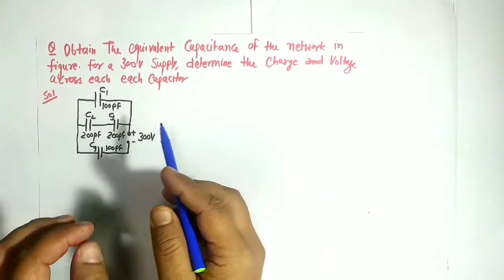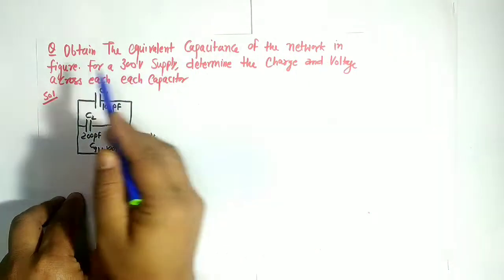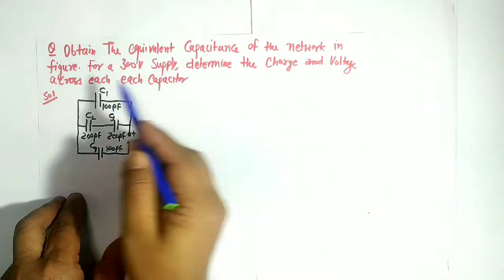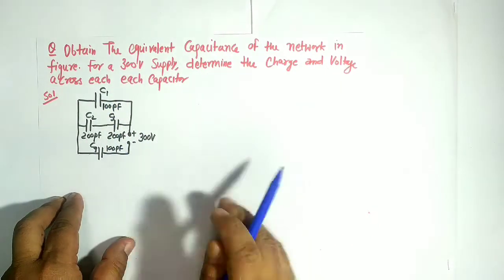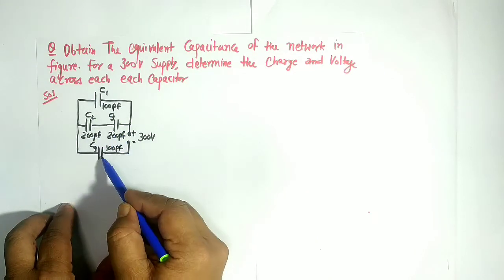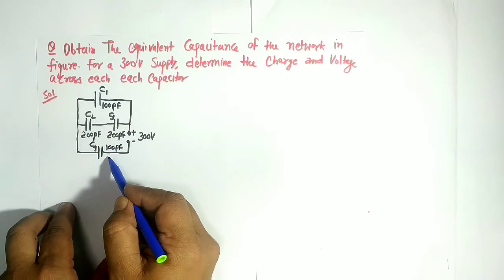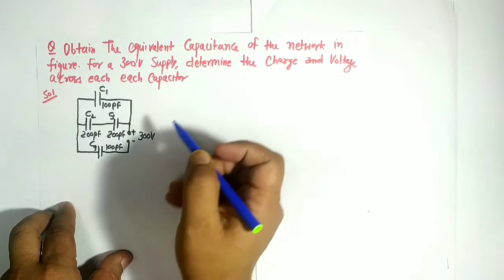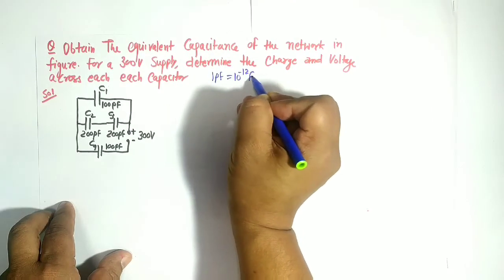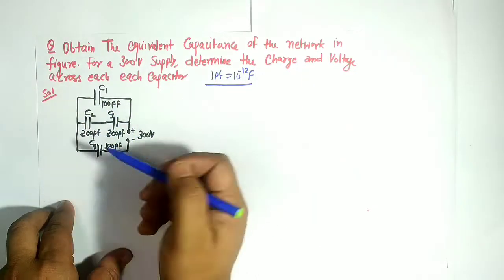Now we have another very important question here. Obtain the equivalent capacitance of the network in the figure for a 300 volt supply. Determine the charge and voltage across each capacitor. So we are given 4 capacitors, C1, C2, C3, C4. One is of 100, others are 200 picofarad, 100 picofarad, and 300 volt. Remember, 1 picofarad is 10 to the power minus 12 farad. So these are the combination given and you have to find out charge and potential.